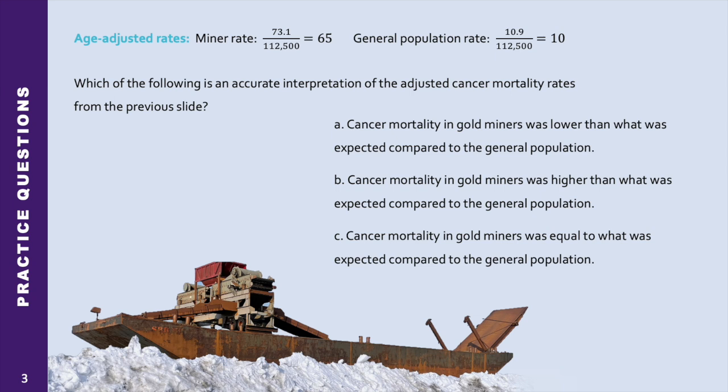Which of the following is an accurate interpretation of the adjusted cancer mortality rates from the previous slide? Cancer mortality in gold miners was higher than what was expected compared to the general population. We're comparing the rate of 65 to the rate of 10.